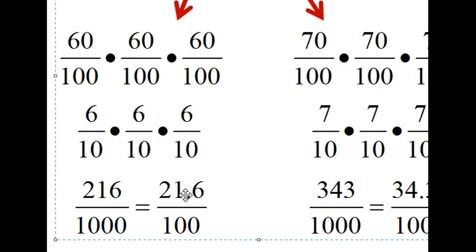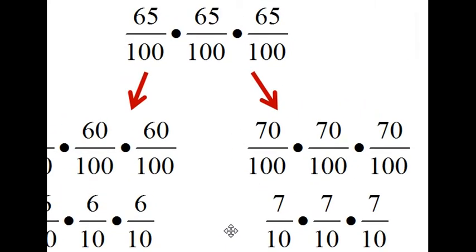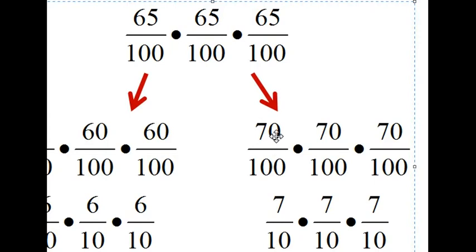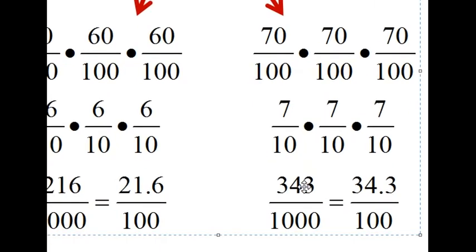Here, I've rounded up a little bit. I've changed 65 over 100 to 70 over 100, so 70% times 70% times 70%. When I simplified that, I got 7 tenths times 7 tenths times 7 tenths, multiply tops times tops and bottoms times bottoms. You get 343 out of 1,000, and I want that as a percent because my answers are all in percent form, so I'm going to divide the top and the bottom by 10, and I get 34.3 out of 100, or 34%.